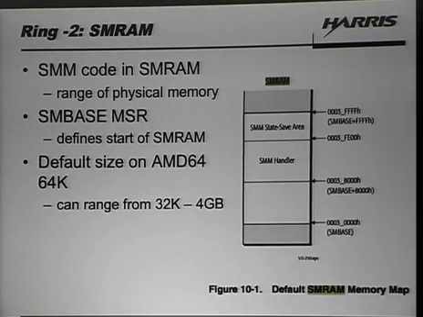Like I told you earlier, system management mode lives in a place called SMRAM. It's a range of physical memory. You can find the start of it because there's a model-specific register called SMBASE. This points to the start of it. On AMD64, the default size is 64K, though using other registers, you can actually set that between 32K and 4 gigs.